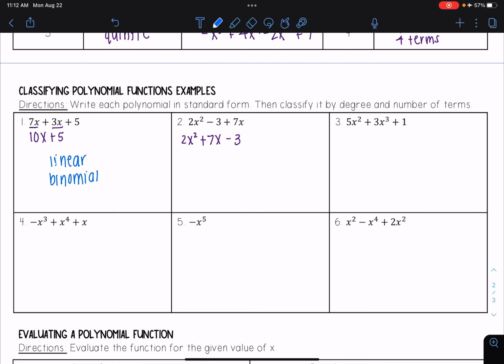Classifying this by degree, I see the degree of this polynomial is 2 because that is my highest degree. And degree 2 is called a quadratic. And then there are three terms, so this is a quadratic trinomial. Next one, I have 5x squared plus 3x cubed plus 1. First, I want to put this in standard form. So my highest exponent is the 3, so that needs to be first. My next highest is the square, so that's going to be next.